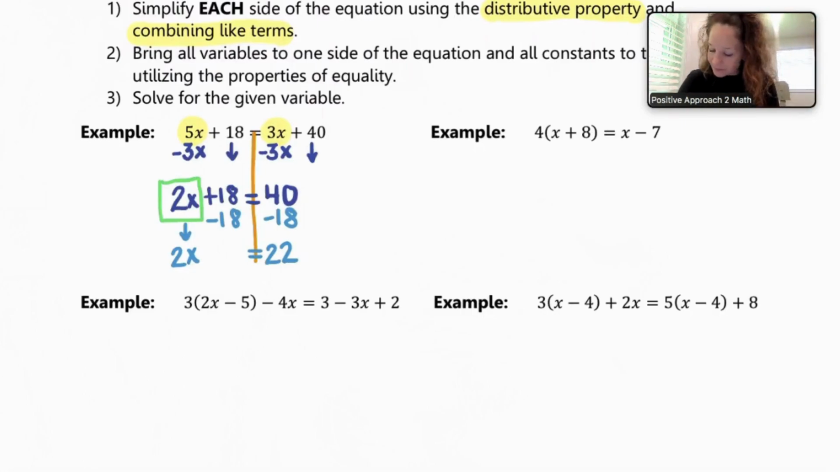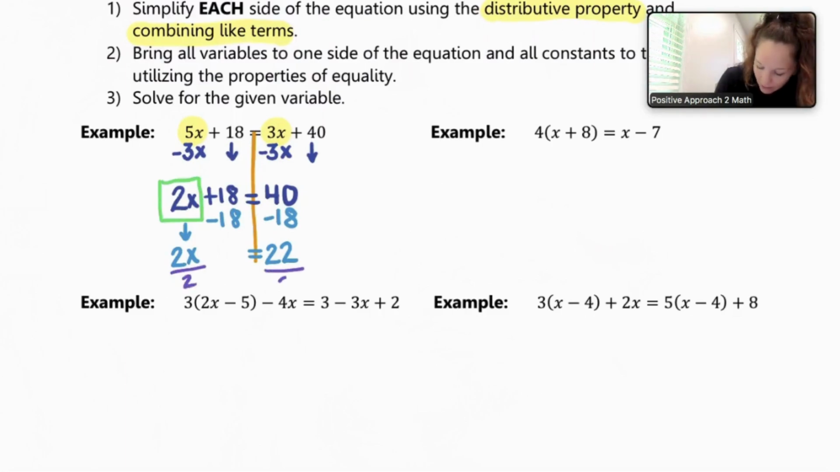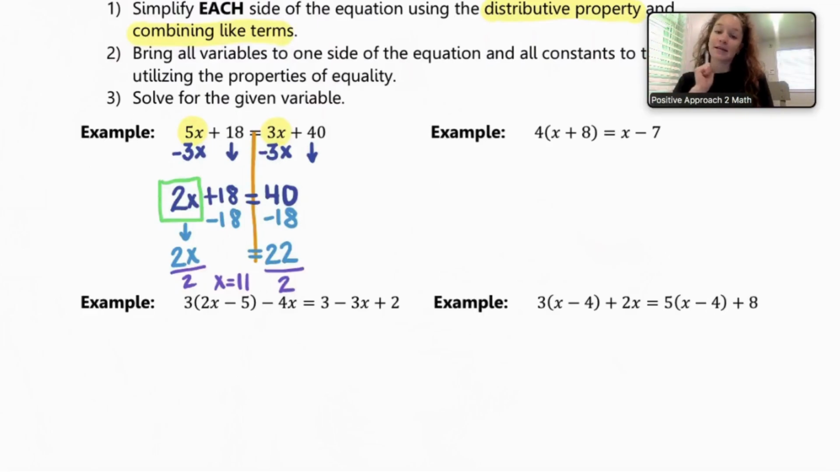And then we have 2 times x, so we're going to divide both sides by 2 to get x all by itself, and we get x equals 11, okay? Now, same thing that we've been doing all along, you can plug that 11 in for the x on the left and for the x on the right, and make sure when you boil it down, you get the same thing on the left and the same thing on the right, okay?